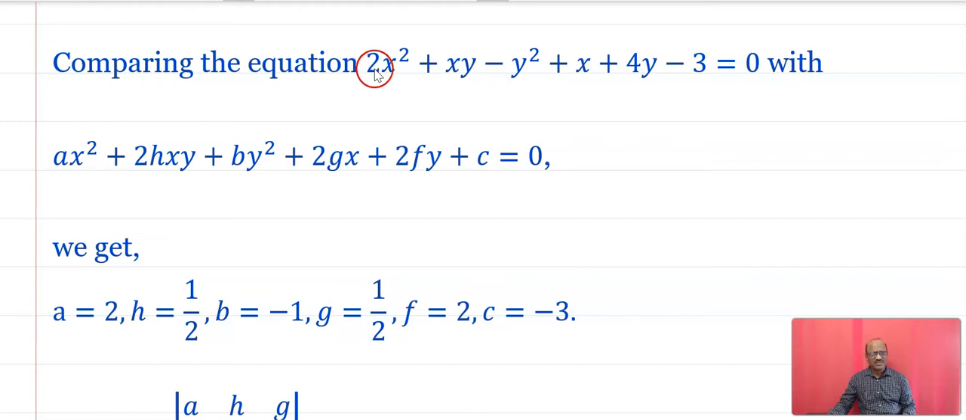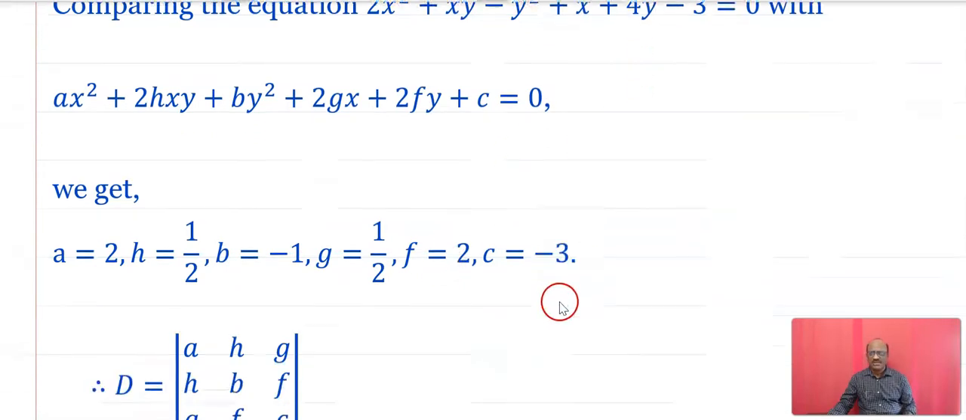If we compare it, then what is the value of a? a is 2. What is the value of h? h is 1/2. b is −1. What is the value of g? 1/2. What is the value of f? It is 2. c is −3.